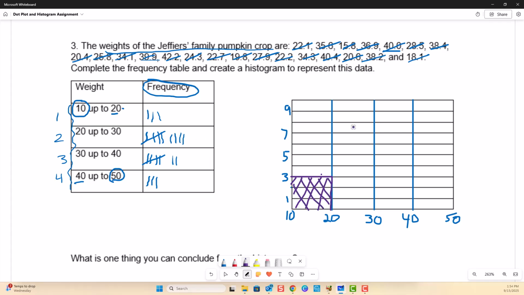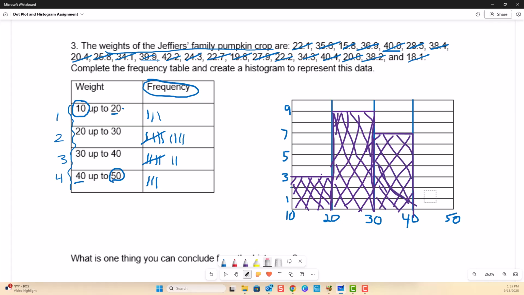My 20 up to 30 bin has 9. So we're going to go right up to here. Our 30 up to 40 has 7. So we're going to go right up to here. And my last bin has 3 as well. And you could fill these in. It's just a little challenging to do with a mouse.